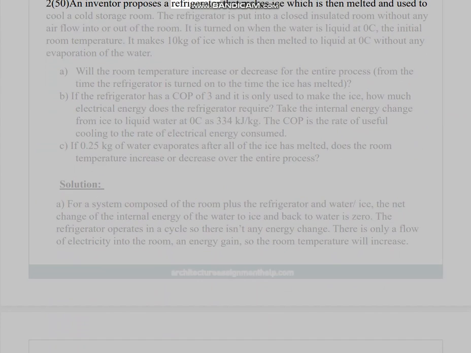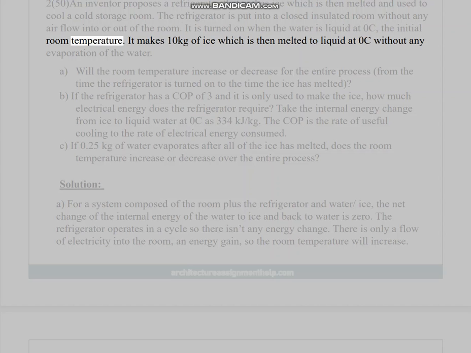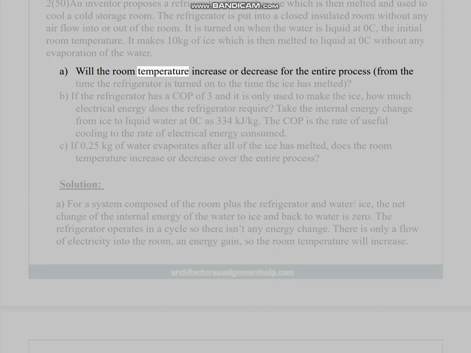250. An inventor proposes a refrigerator that makes ice, which is then melted and used to cool a cold storage room. The refrigerator is put into a closed insulated room without any airflow into or out of the room. It is turned on when the water is liquid at 0 C, the initial room temperature. It makes 10 kilograms of ice, which is then melted to liquid at 0 C without any evaporation of the water. A. Will the room temperature increase or decrease for the entire process, from the time the refrigerator is turned on to the time the ice has melted?